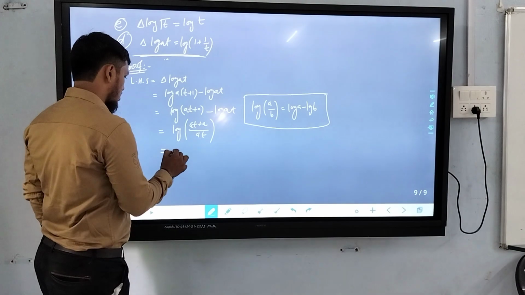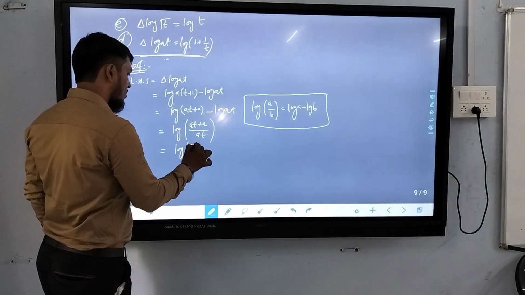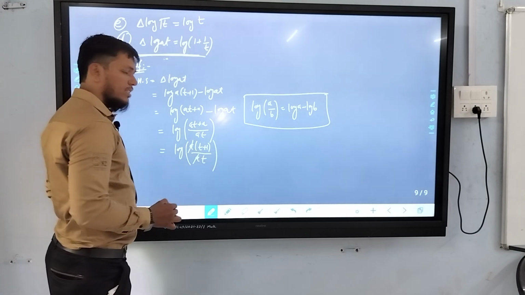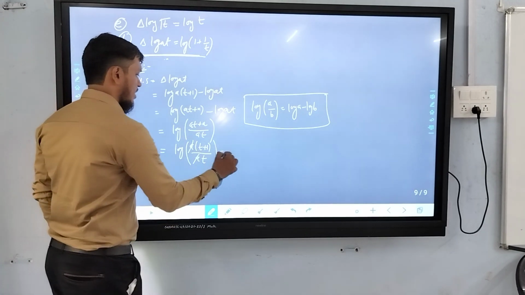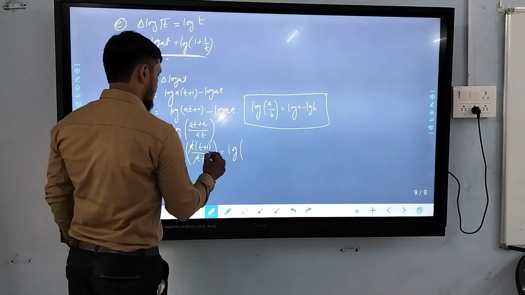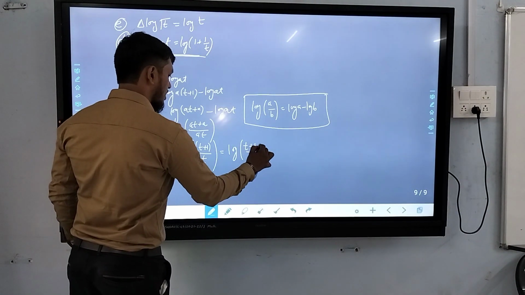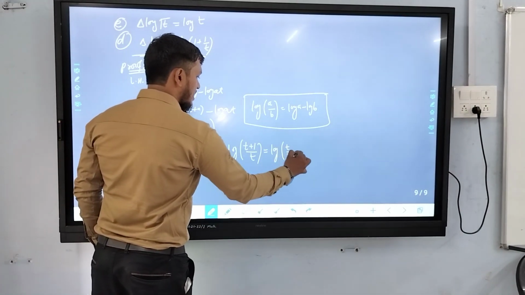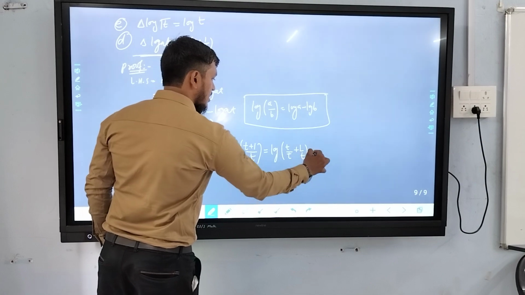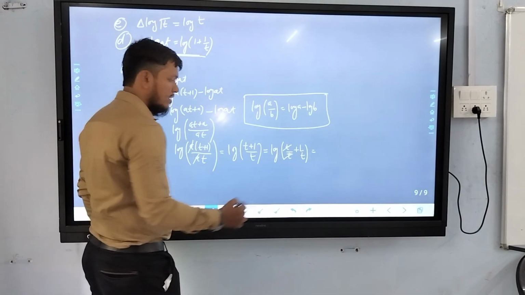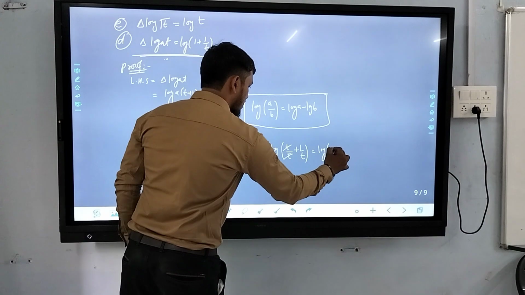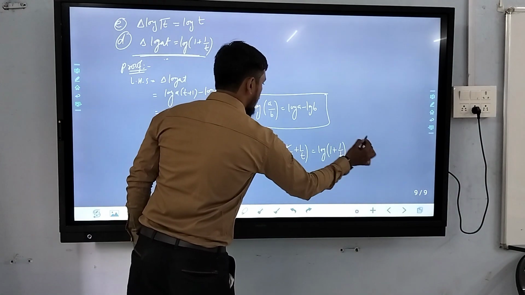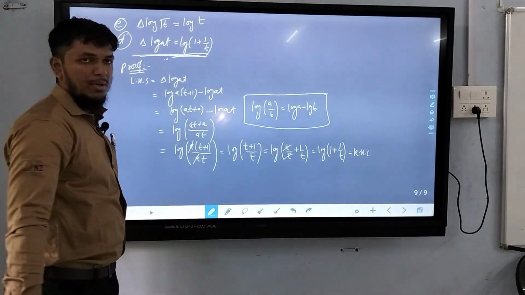If you take a common out, it becomes (t + 1)/(at). This a will be cancelled from the numerator. So log of (t + 1)/t. You can write t/t + 1/t. Again this t will be cancelled from this t, and in the result you get log(1 + 1/t), and this is nothing but the right hand side of this part.